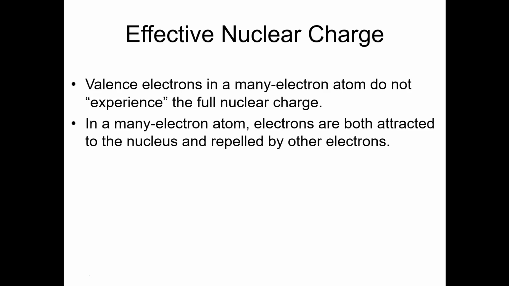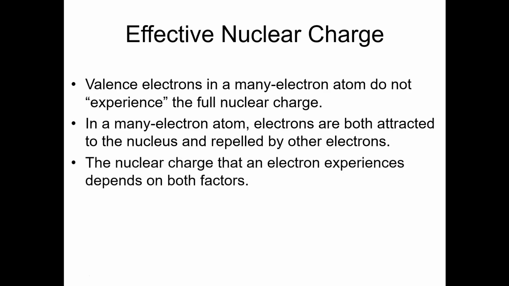In the many electron atom, the electrons are attracted to the nucleus, but they are also repelling each other. And that has the effect of what's called shielding. And so the nuclear charge that an electron experiences, whether it's a valence electron or a core electron, is going to depend on the nuclear charge as well as how many other electrons are between it and the nucleus.